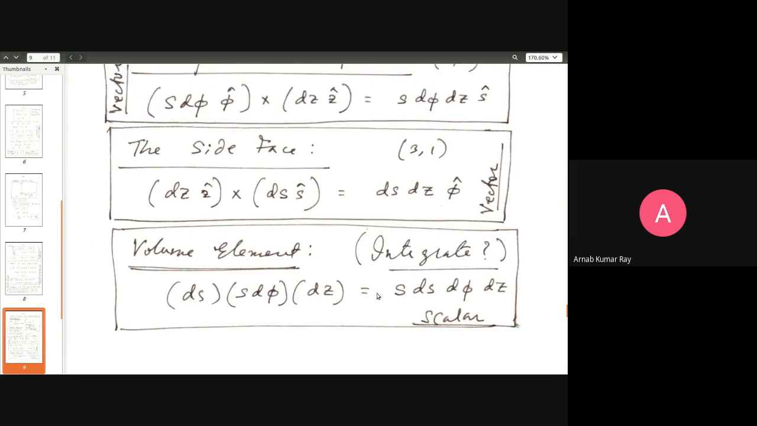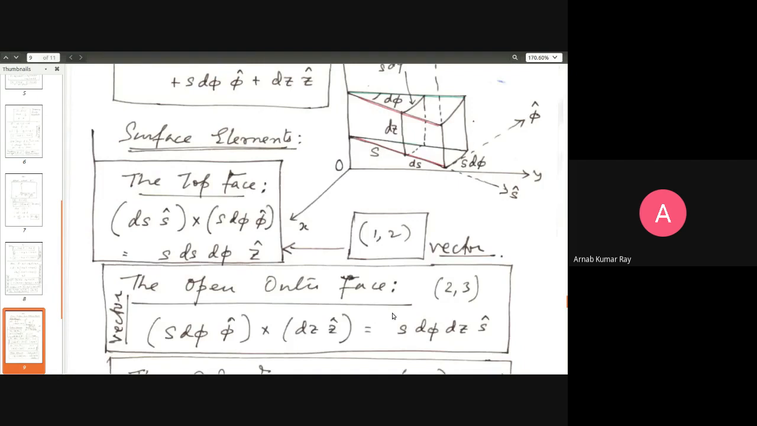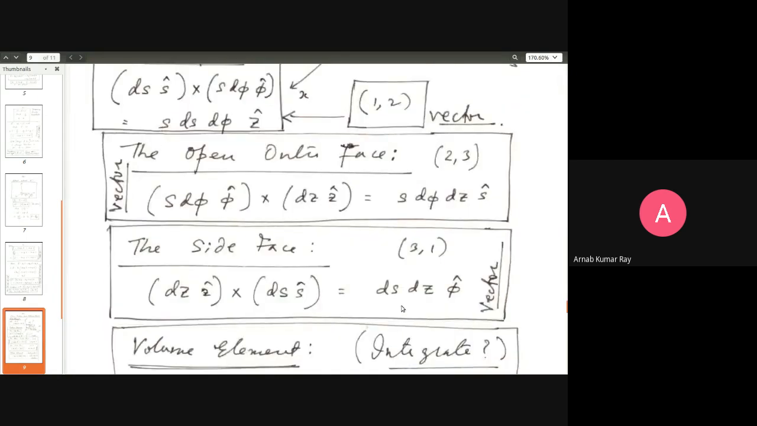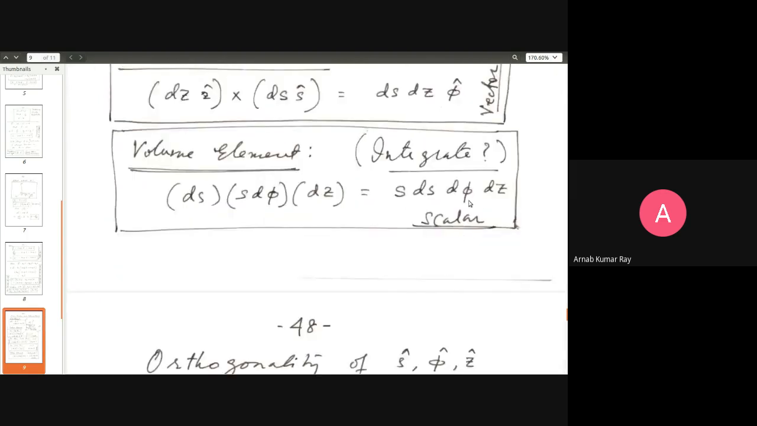I'm giving it to you as food for thought. What happens when you integrate this thing? What is the volume of a cylinder? The volume of a cylinder is pi r squared times h, where r is the radius of the cylinder, pi r squared is the area of the base, and h is the height of the cylinder. You can actually get that by integrating this little 3D volume element, s ds d phi dz. Well, we shall discuss that later in more detail.